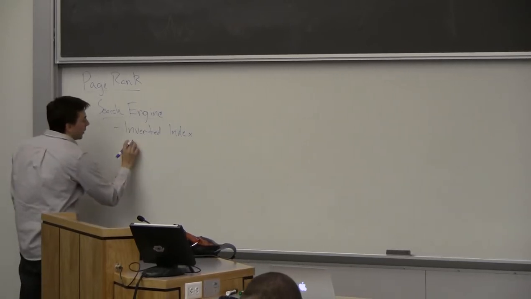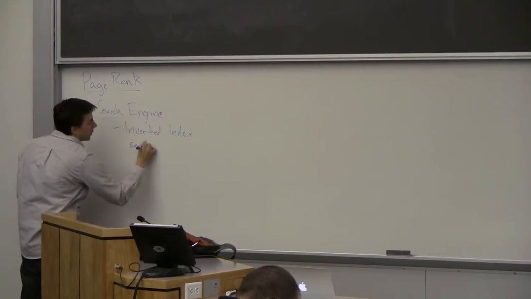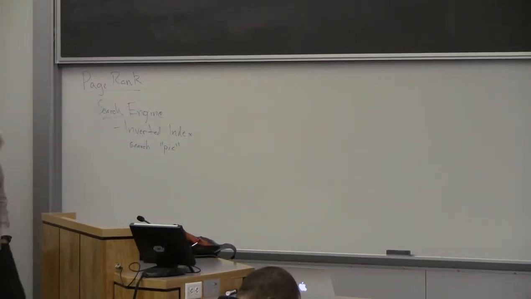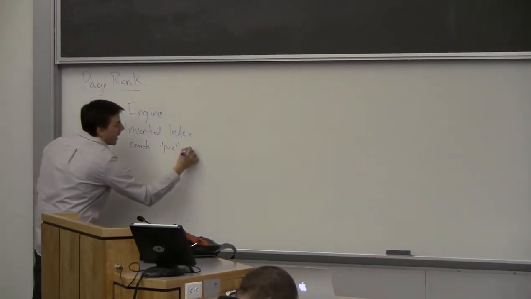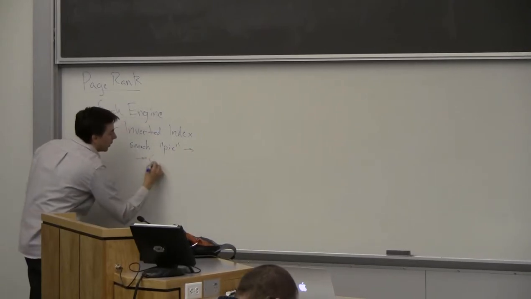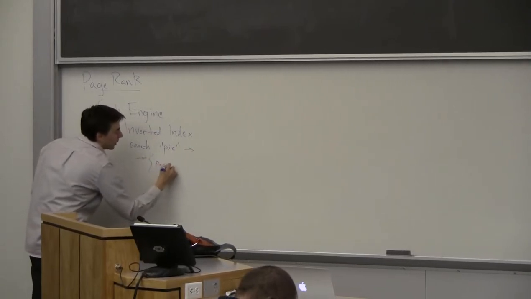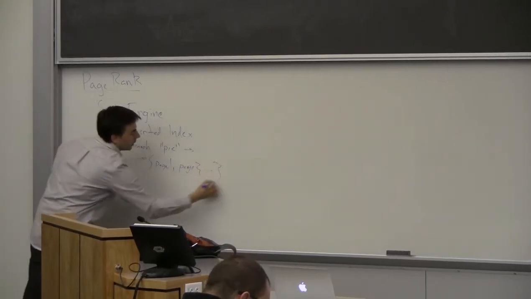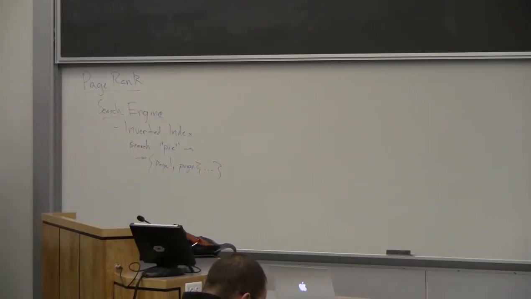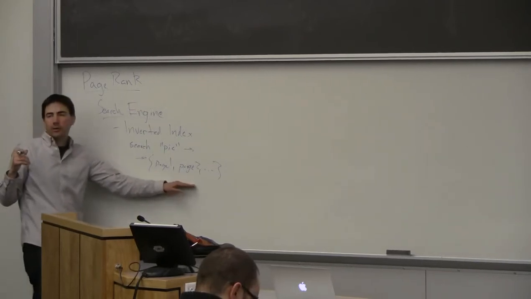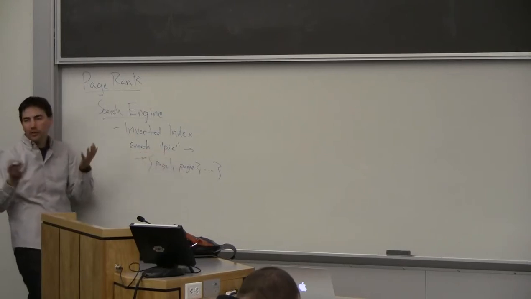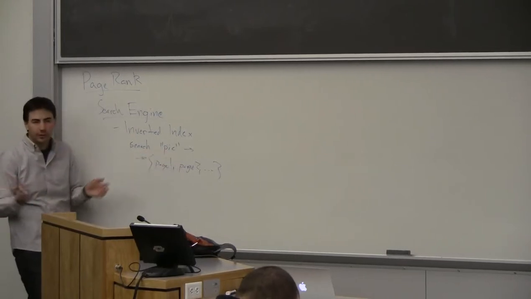So say if you search for the word pi, then the inverted index will have pi pointing to a list of web pages that have the word pi on them. And hopefully it's going to be sorted in an order, so the pages more related, more interesting about it, come first in the sorted list.